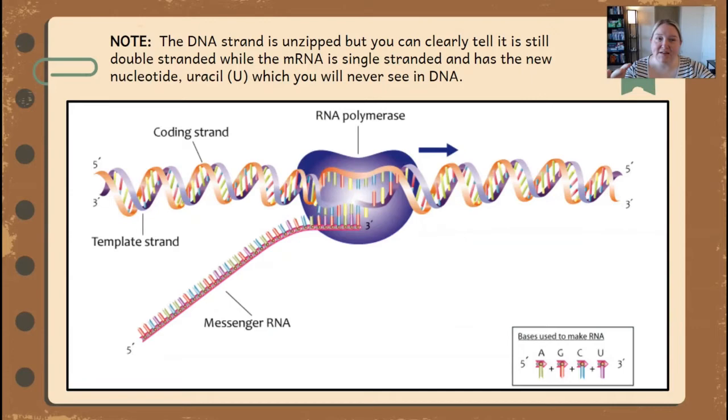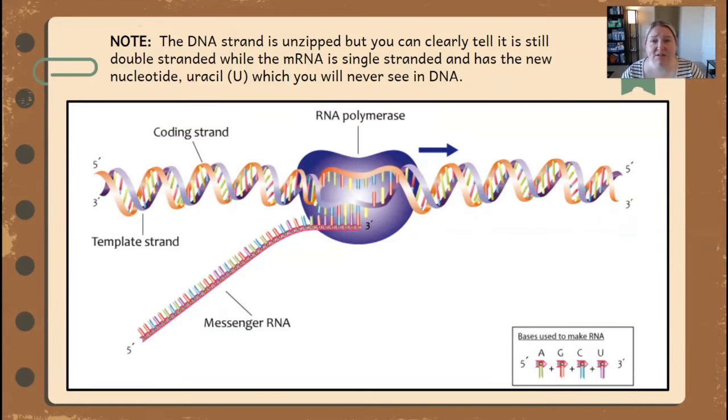As you can see, you have that double helix that's being unzipped. We have that enzyme, the RNA polymerase, that's, again, allowing the nucleotides to be added. And as you can see, you have this single-stranded messenger RNA that is being made using the template strand of DNA. Now, you'll notice that there's only one strand of DNA that's actually being used as a template. You'll also notice that the bases used in messenger RNA, or any kind of RNA, are, again, As, Gs, Cs, and Us.